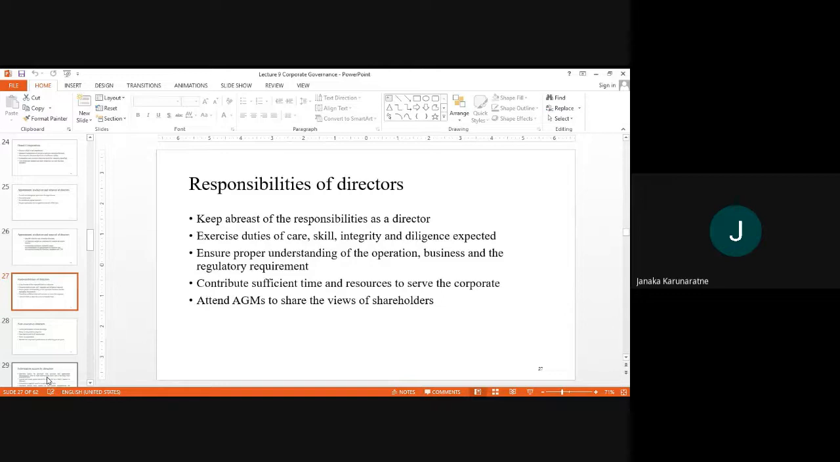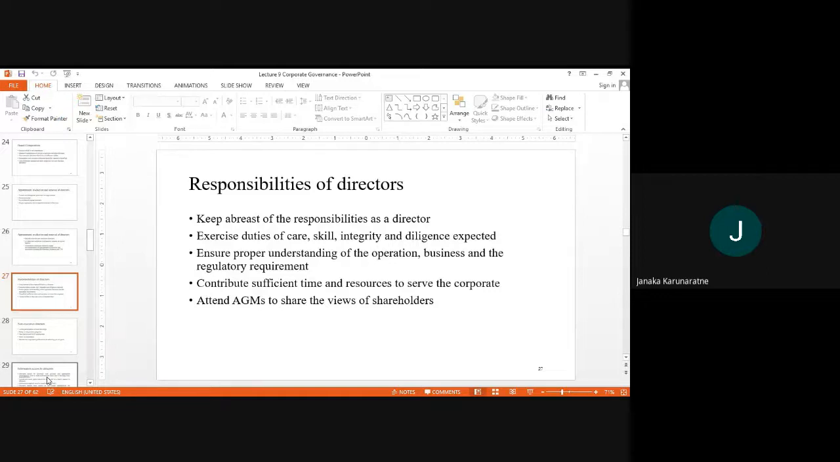And also exercise duties of care, skill, integrity, and diligence. So you must exercise duties of care when you perform your duties, skill and integrity and diligence. Ensure proper understanding of the operation, business and regulatory requirements. So there should be a proper understanding of operation, business and the regulatory requirement. Without having understanding, it is very difficult to make certain suggestions, recommendations as part of the responsibilities of a director. So the directors must know what is happening.